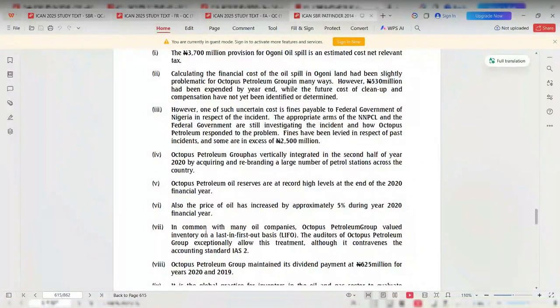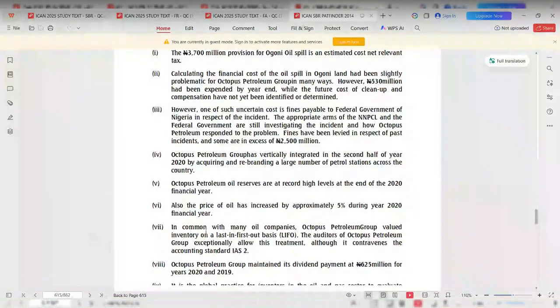In common with many oil companies, Octopus Petroleum Group values inventory on a last in, first out basis. The auditor of Octopus Petroleum Group exceptionally allowed this treatment, although it contravened accounting standard IAS 2. So this is another problem now.